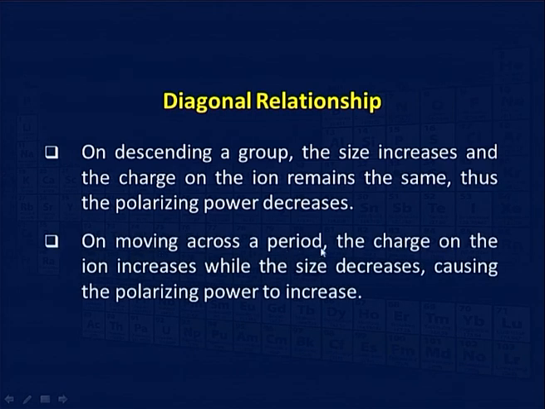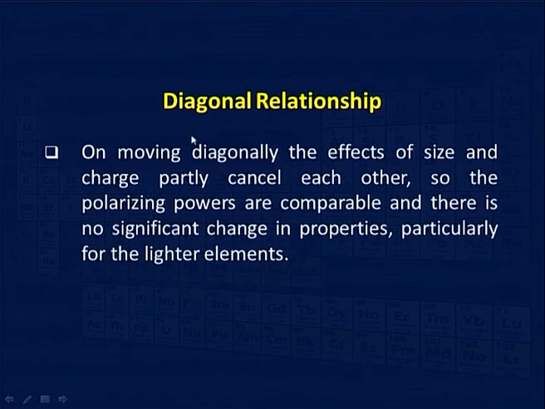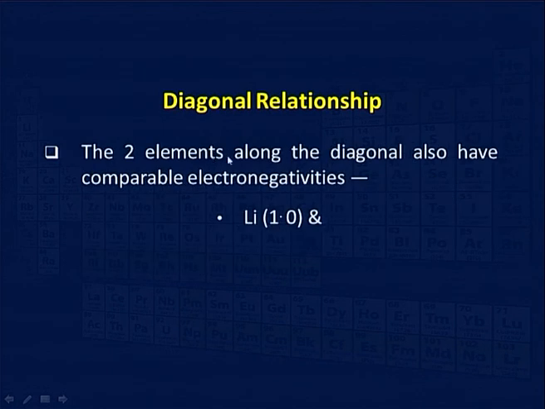Now, on moving across a period, the charge on the ion increases and the size decreases, causing polarizing power to increase. On moving diagonally, the effect of size and charge partly cancel out each other, so that the polarizing powers are comparable and there is a significant similarity in properties, particularly for the lighter elements. The two elements along the diagonals have comparable electronegativity.